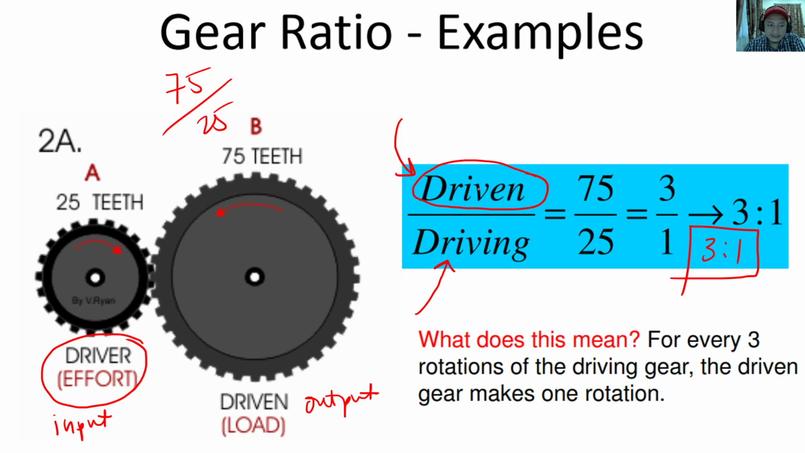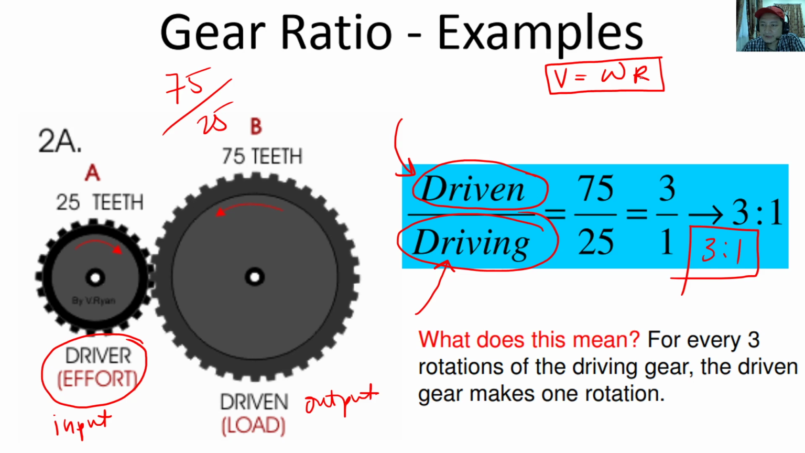This is the driven and this is the driving, but this one is looking at teeth. How do we change this to speed? Is it just plug in or is it the other way around? Seems like it's the other way around, huh? Maybe V is equal to omega R. V is equal to omega R.